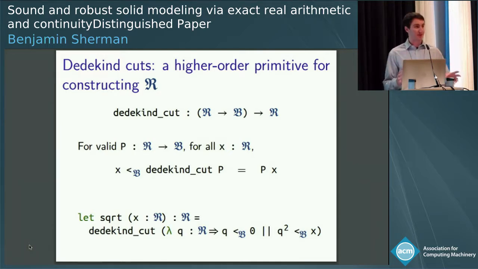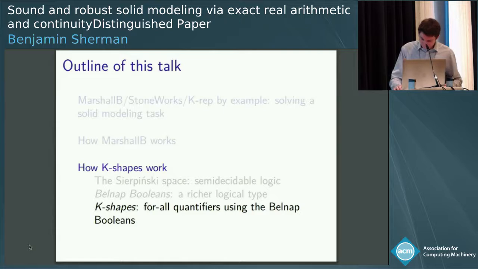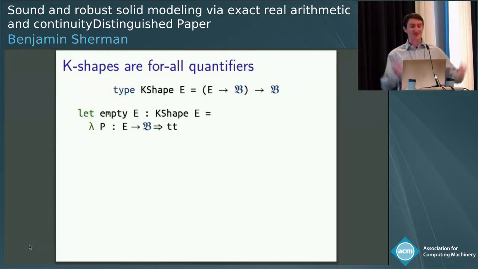So Dedekind cut is a primitive. Not going to explain it here. You can see the paper. But for intuition, you can think bisection. Okay. So now that we've got to the Belknap Booleans, here we are.